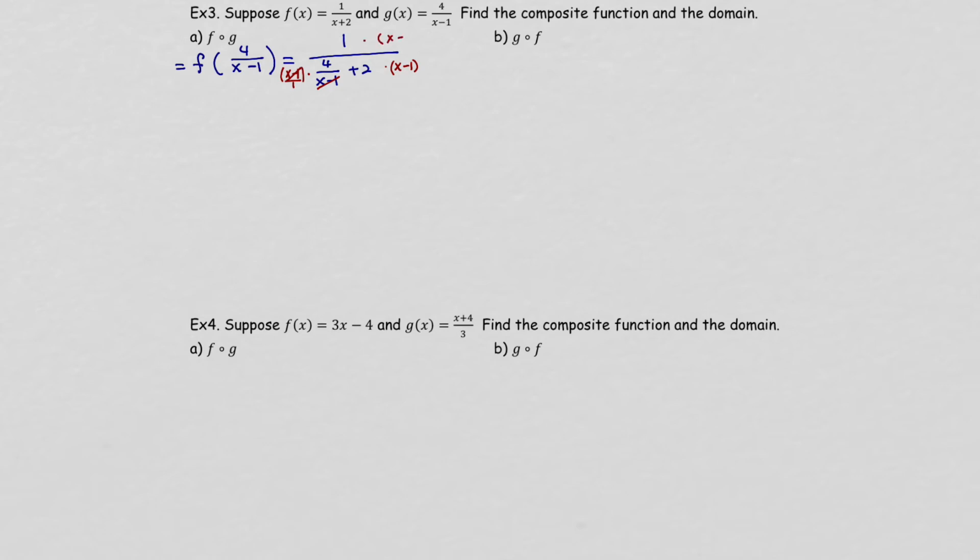Times x minus 1. And when we distribute, we will end up getting x minus 1 on the numerator. Denominator, we have only 4 remain from the first term. You distribute positive 2 to x minus 1, so you get plus 2x minus 2. And combine the like terms on the denominator, it will be 2x plus 2. So this is the function.